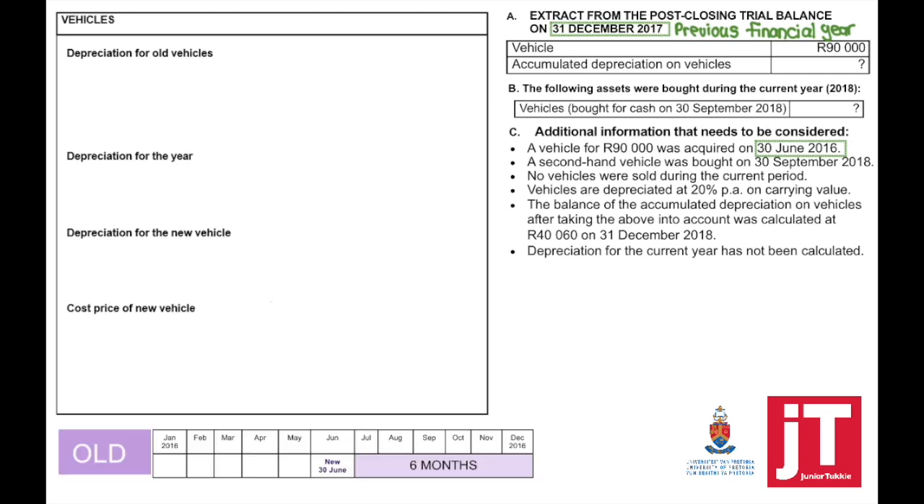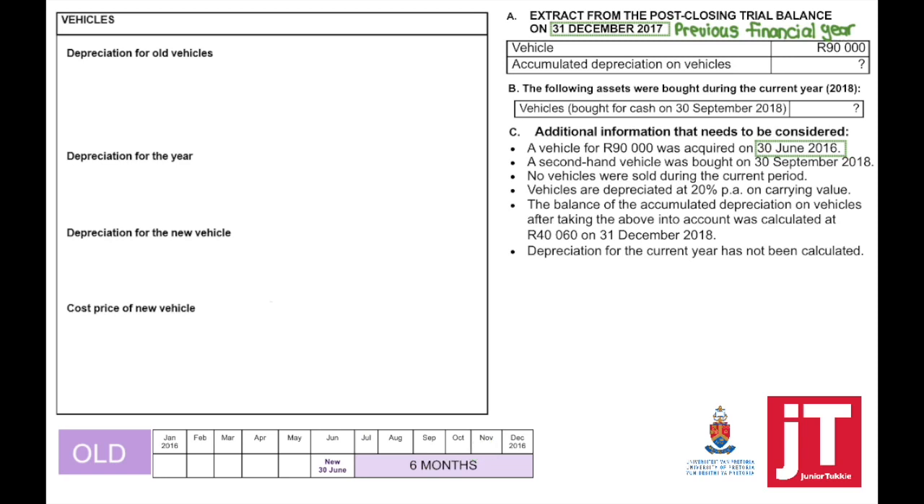If I look at my timeline, we're going to focus now on the old. It is important to take note. My accounting period ends 31 December each year. So when I'm calculating depreciation for the first time on that vehicle, I cannot calculate it for 12 months because we didn't have it from the beginning of the accounting period. If it was purchased on 30 June 2016, it means that we have to start counting from July until the end of the accounting period.